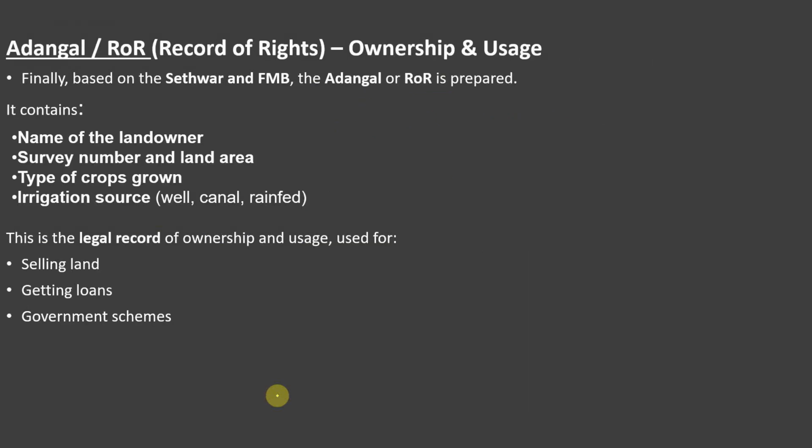And the next document is the Adangal or ROR. Finally, based on the Sethwar and FMB, the Adangal or ROR is prepared. The Adangal or ROR contains the name of the landowner, survey number and land area, type of crops grown, irrigation sources, etc. So from all the previous documents which we have understood, that is the Sethwar and FMB, the ROR or Adangal is prepared. It is the final document in which the name of the landowner, the survey number, the land area, the location of the land, the boundaries, everything is mentioned. This legal record of ownership and usage is used for selling land, getting loans, and government schemes. So ROR is used for these purposes.